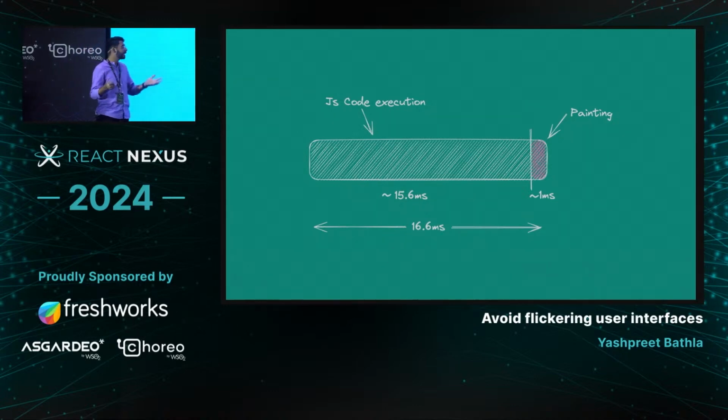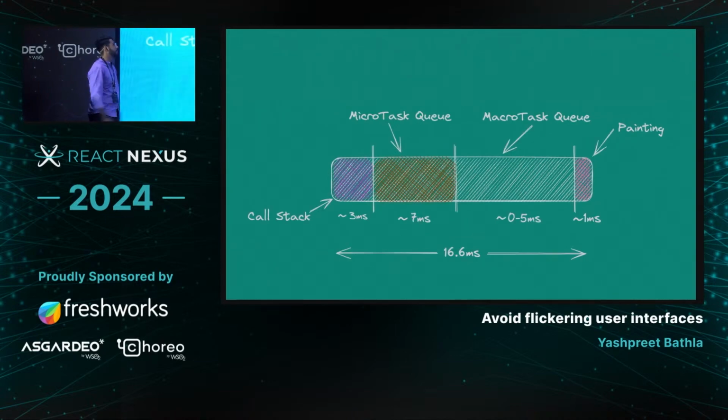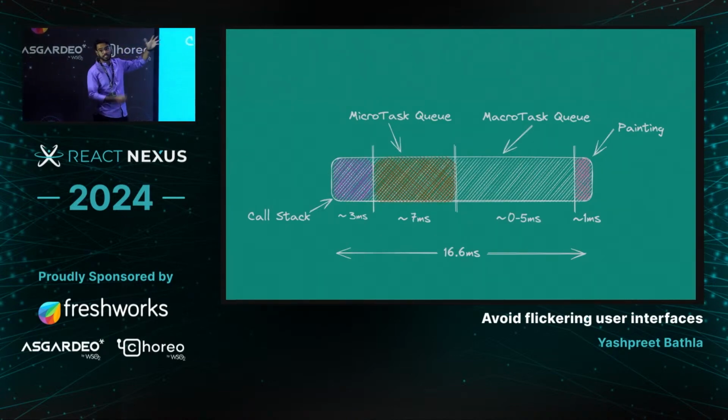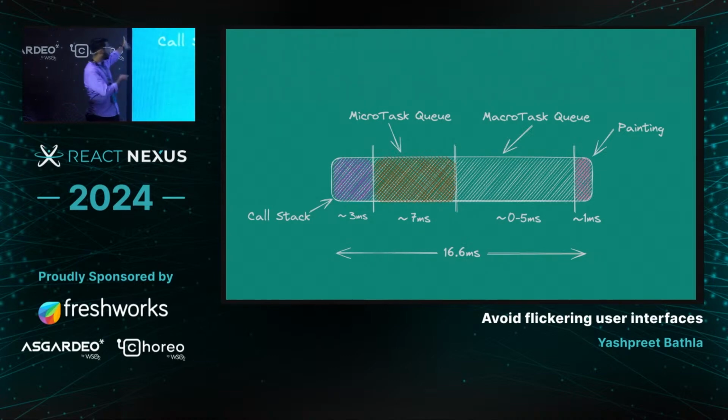But there can be a case where the JS code execution might end in 3 milliseconds, then obviously it will paint at the 4th millisecond, but it might not paint if there's no change in frames. So let's deep dive into what this JS code execution is. It might have these steps that we discussed: call stack, microtask queue, macrotask queue, and the painting remains at the last, at least for now.